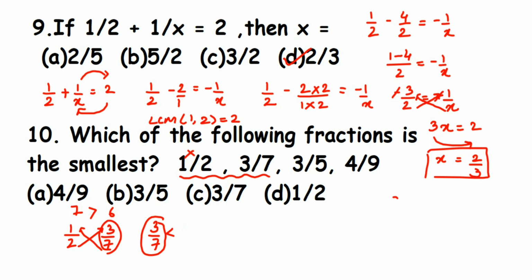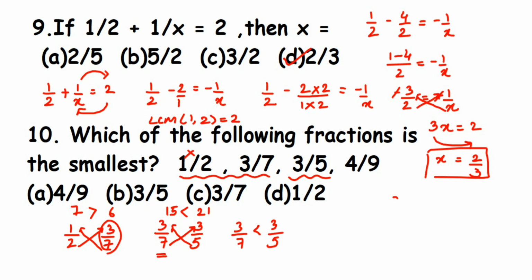Now I'm going to compare this 3 by 7 with the next number, which is 3 by 5. I'm going to do cross multiplication again. So we have 3 by 7 and 3 by 5. Cross multiply them. So here 5 will get multiplied to 3 and 7 will get multiplied to this 3. So 3 5 is 15. Write this on top. 7 3 is 21. Now compare 15 and 21. Which one is smaller? 15 is smaller than 21, which means 3 by 7 will be smaller than 3 by 5. Okay, so we know 3 by 7 is still smaller than 3 by 5, so I'm going to cancel 3 by 5.